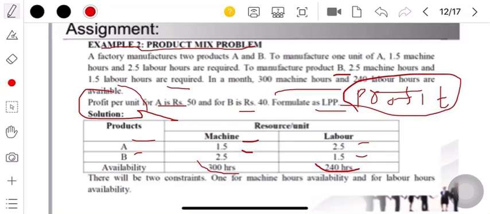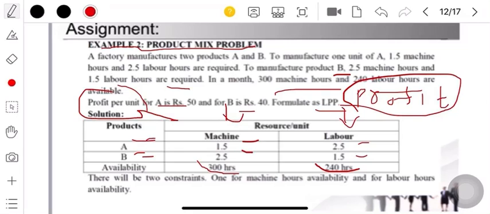So the quantities, the units for product A and product B, are the variables. How many units of product A and product B should be produced? These are the variables. And we have constraints on the machine hours, because we have a limit of 300 hours in a month, and a limit of 40 hours for labor. So these are two constraints.